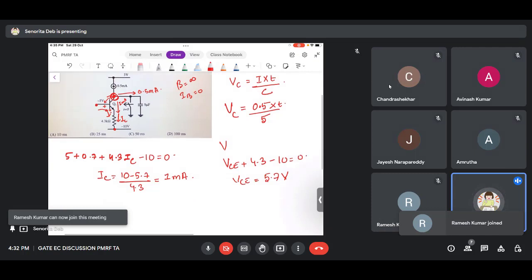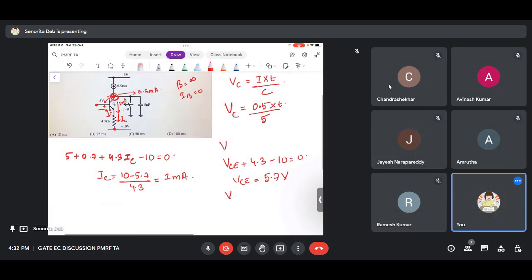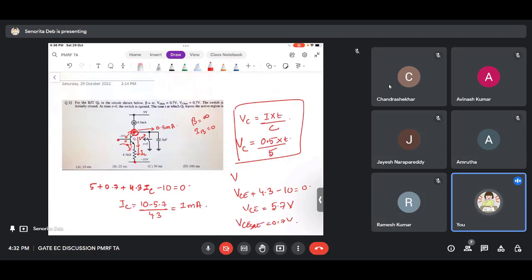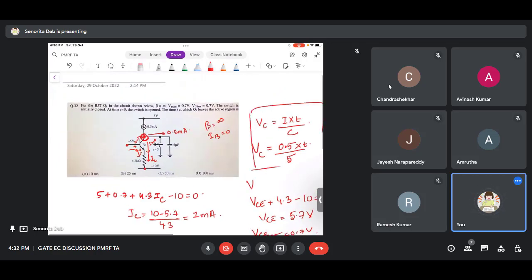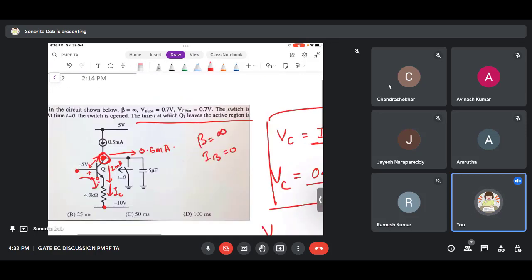Okay. So VCE SAT is also given. Right. Okay. So till here you have understood, right? So VCE is going to be 0.5 into T by 5, and now they have said the time at which Q1 leaves the active region. So Q1 leaves the active region means I have to use VCE SAT. So VCE SAT is given. So I hadn't seen that earlier. So VCE SAT is given as 0.7 volts, right?